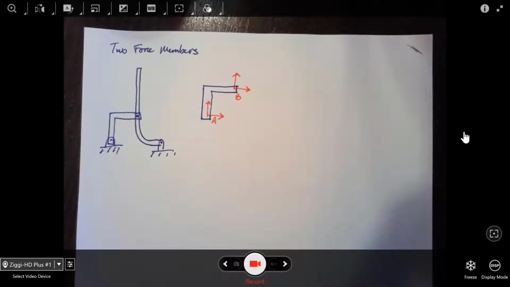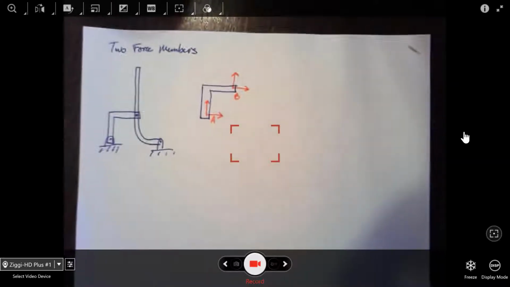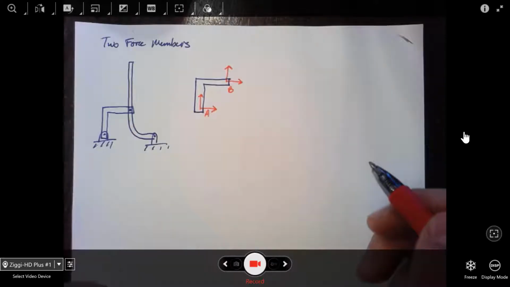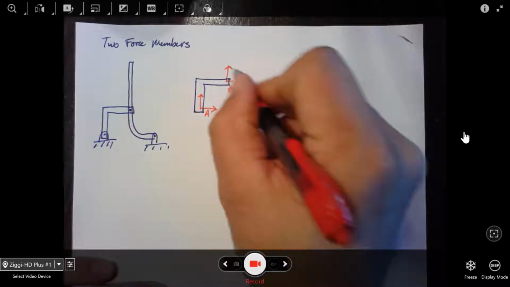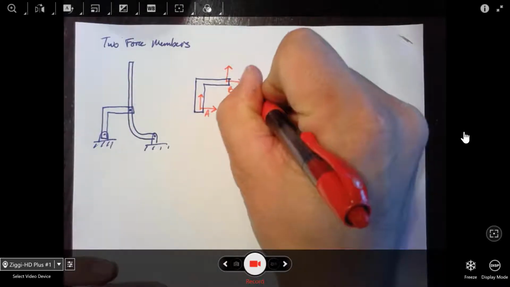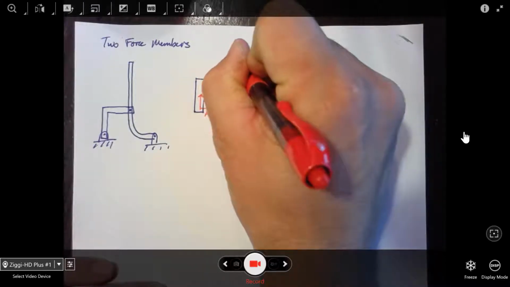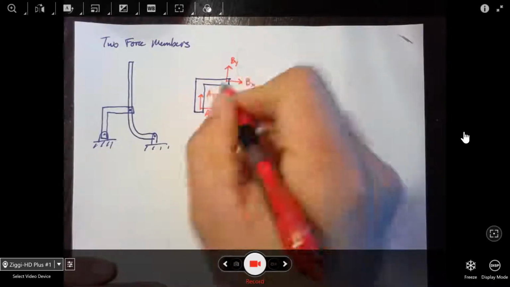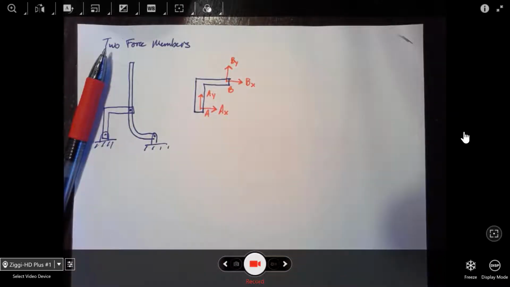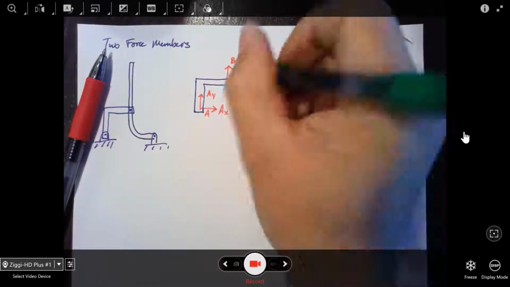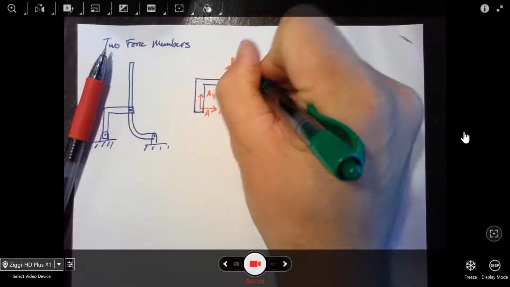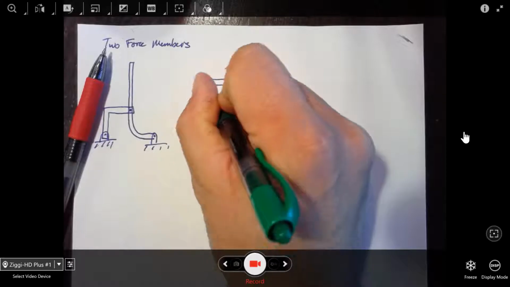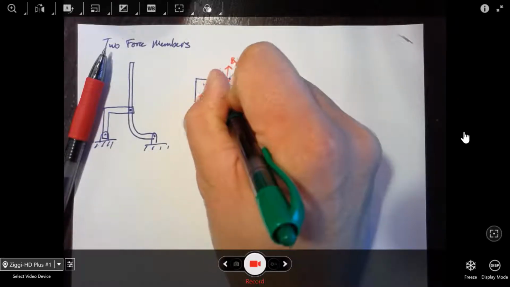Now, let me see if I can get a little bit better focus for you here. So the reality is, if we call this B sub x and this B sub y, and this A sub x and A sub y, that really we could have some resultant force that's the combination of these. So maybe B sub x goes off in this direction, and this would be the force B, and maybe A goes off in this direction, and that would be the force A, right?